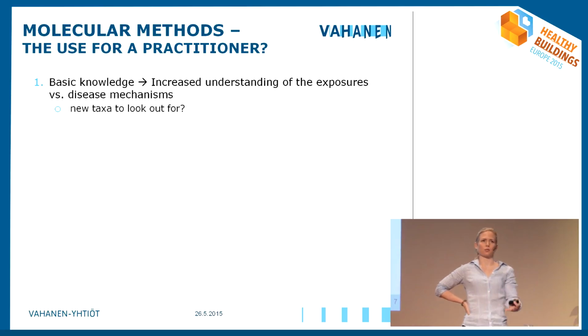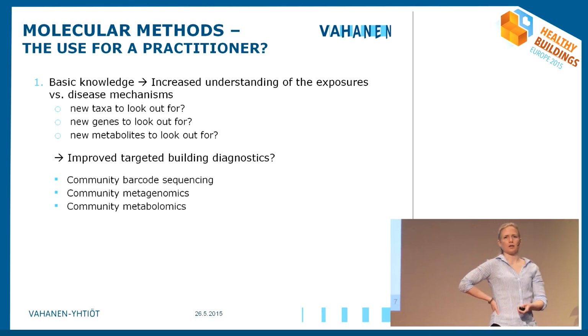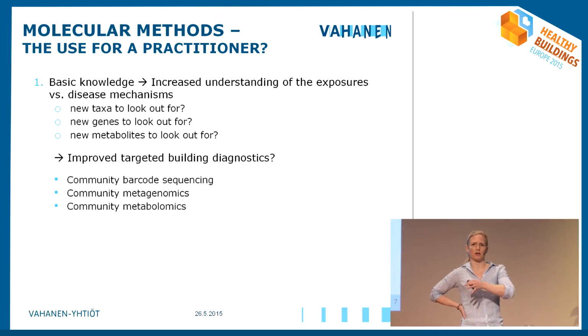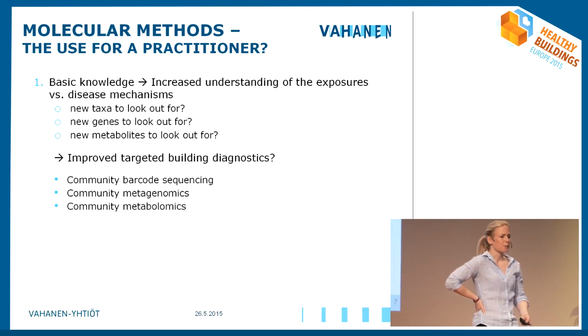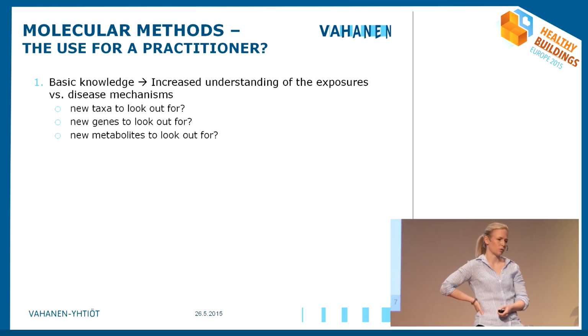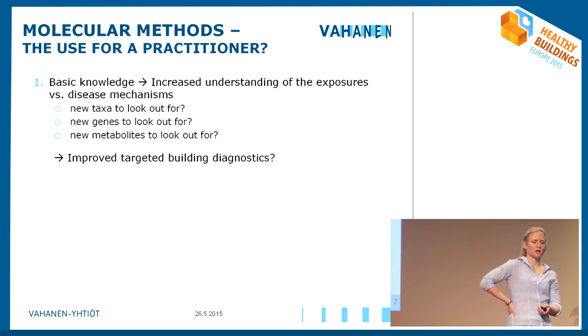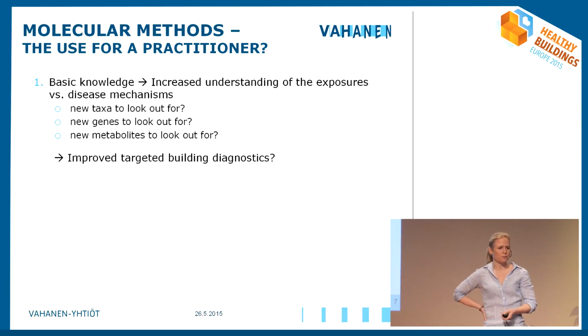So if there is something that we haven't found yet, new taxa, new interesting taxa that are producing new metabolites, mycotoxins or volatiles or something, then if we detect something interesting, we can target the specific metabolic genes or directly the metabolites. So loads of new information is about to be coming from that side of the research, and as a result of that, we might develop better diagnostic tools for building investigations using these methods.